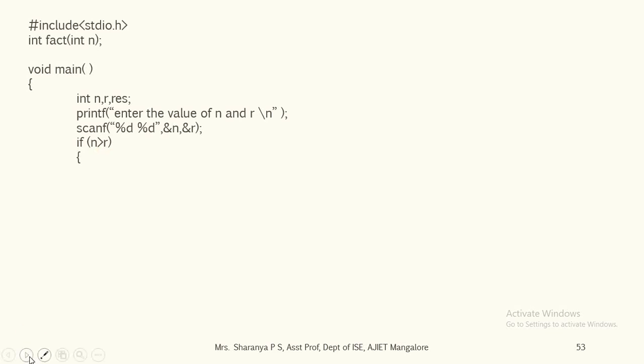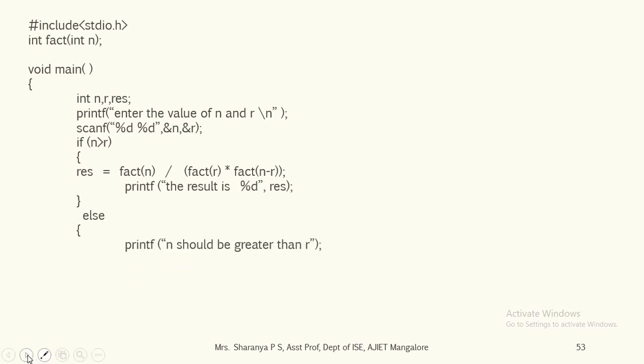If it is true, it needs to call the function, that is result equal to fact of n, factorial being the function that we need to write, divided by factorial of r into factorial of n minus r. This is the formula we referred to for finding the binomial coefficient. The same we are using with respect to recursive functions, and we are printing the result. This is for when the n value is greater than r. In the else part, we write the error statement, that n should be greater than r.